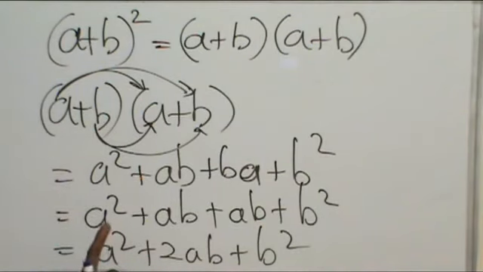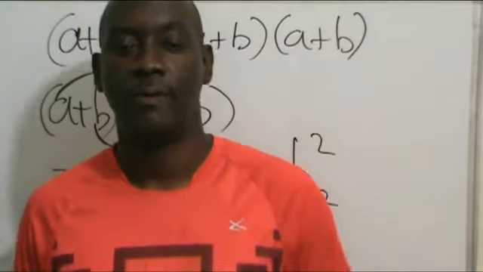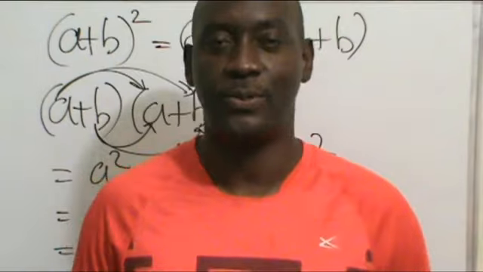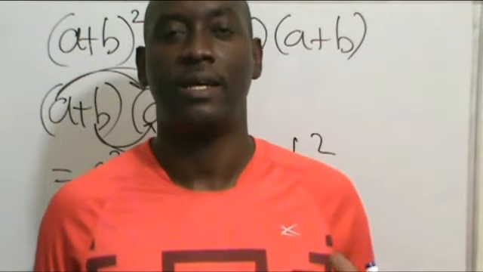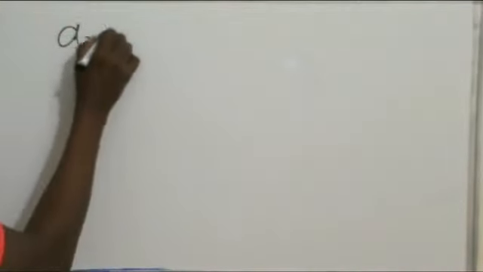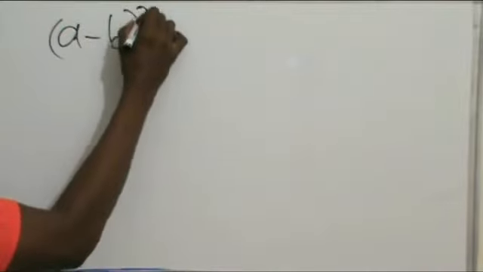So keep that in mind. You have it here in video. You have the option to rewind to go over it if you need to. We're going to clear the board here and go into the next special expansion. A while ago we had a plus b all squared. So this time we have a minus b all squared.